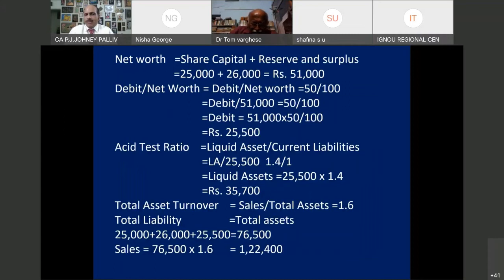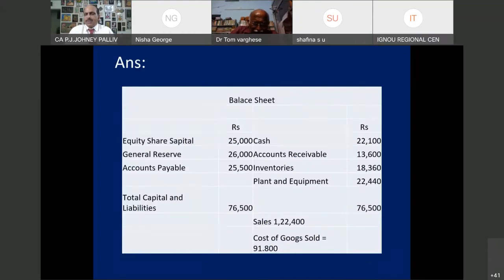Clear? Yes, sir. Account receivable is how much? You see the balance sheet. 13,600. So cash plus account receivable is liquid assets. Therefore, liquid asset is equal to cash plus account receivable. Liquid asset is 35,700. Account receivable is 13,600. Therefore, cash is equal to 35,700 minus 13,600. What is the amount of cash?